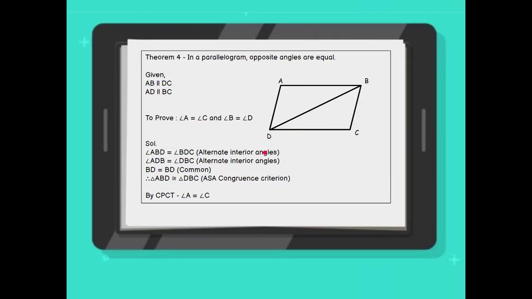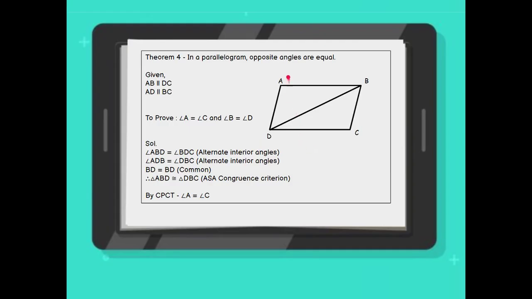Theorem 4. In a parallelogram, opposite angles are equal. So we have to prove that angle A is equal to angle C, angle D is equal to angle B. And we have given that AB is equal to DC, as it is a parallelogram, and AB is parallel to DC, and BC is parallel to AD. Solution. Angle ABD is equal to angle BDC, alternate interior angles. Why? Because the lines are parallel.